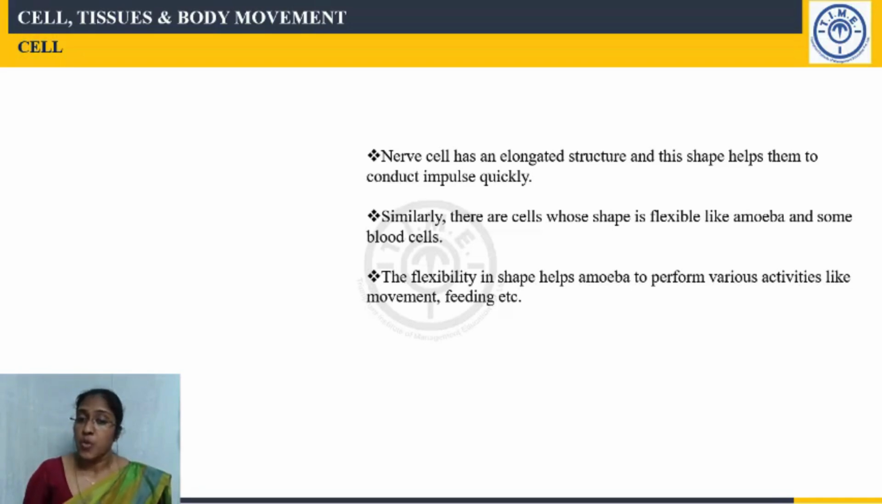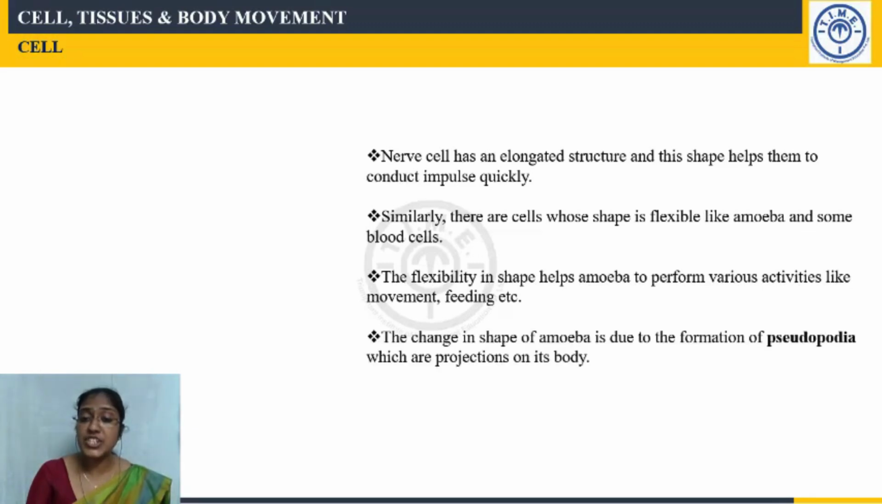So flexibility in shape helps amoeba to perform various activities like movement, feeding, etc. The change in shape of amoeba is due to the formation of pseudopodia, which are projections on the body. So how is the amoeba changing its shape? Because of its cytoplasm inside the body, when it moves in a particular direction, we can see some foot-like structures. Okay, foot-like structures, but they are not original feet like ours.